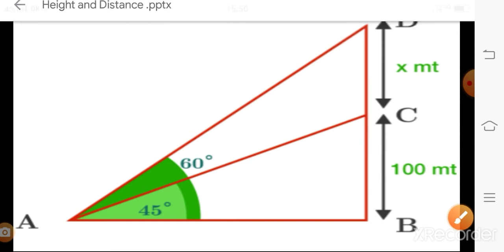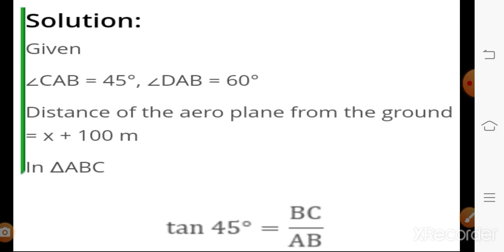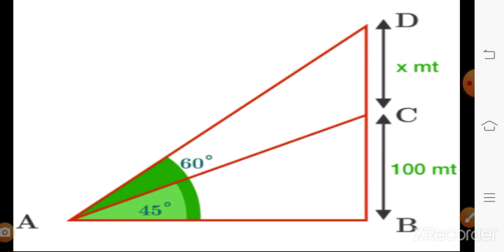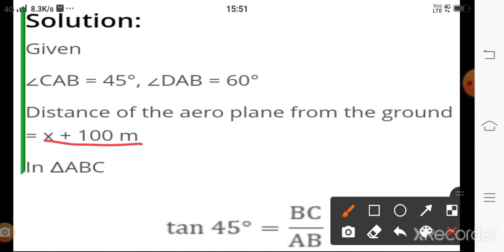Then here we are getting two right triangles. The first one is ABC, and the second one is ABD. And in these two right triangles, if you use the concept of tan 45 and tan 60, we easily get the solution of the question. These angles are given, 45 degree and 60 degree. The distance of the aeroplane from the ground we get as x plus 100. The first distance is given as 100, and about that we take x. Then the total distance from the ground is x plus 100.